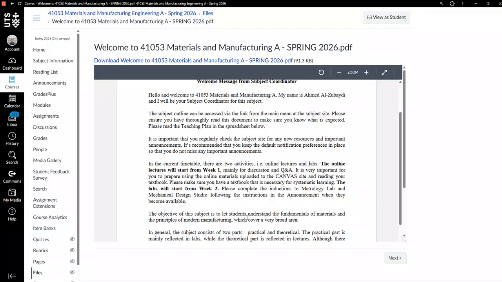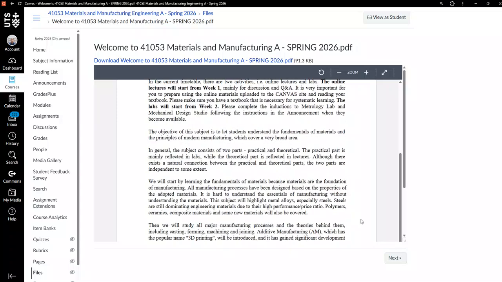The objective of this subject is to let the student understand the fundamentals of materials and the principles of modern manufacturing, which covers a very broad area. In general, the subject will contain two parts, the practical and the theoretical. The practical part is what we're going to do in the lab, starting with the metrology lab, which is mainly about measurement and how we are going to use the measurement equipment.